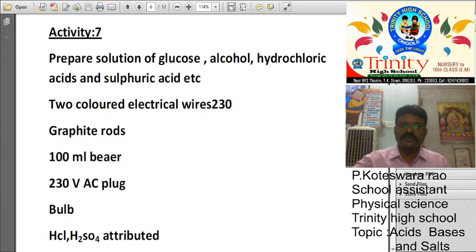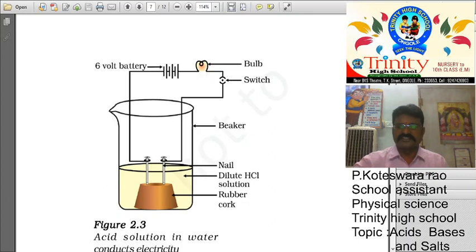Okay, first of all what do we want to do? First we take the diagram. This is the diagram. In this one, if you observe, this is the 100 ml beaker. These two are nothing but graphite rods, and this is the bulb. This is the 230 volts AC plug.